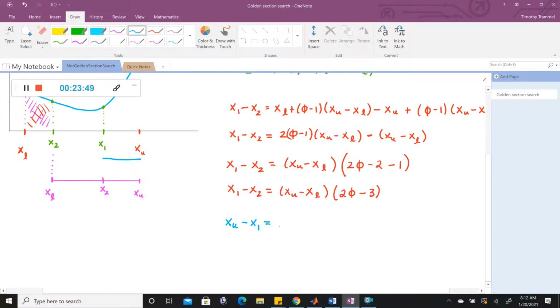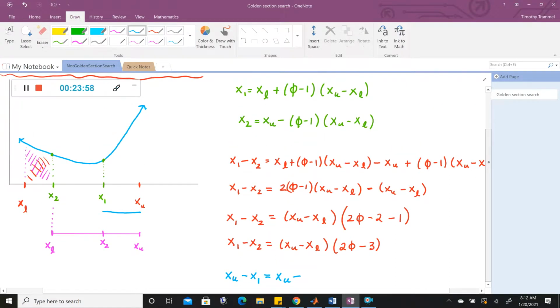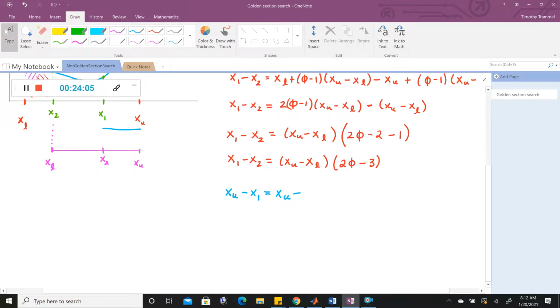And we can kind of do the same thing here. We can say, hey, we have x upper minus, and we can use what we have for x1. x1 is x lower, so we're going to have minus x lower. I'm going to just move this down a little bit.